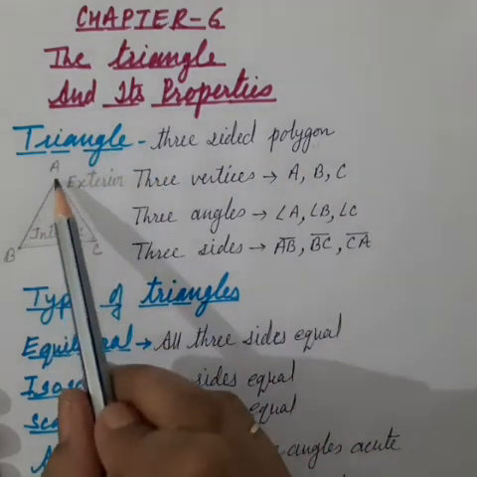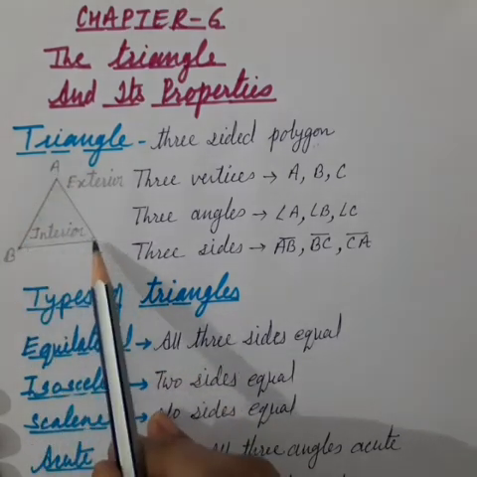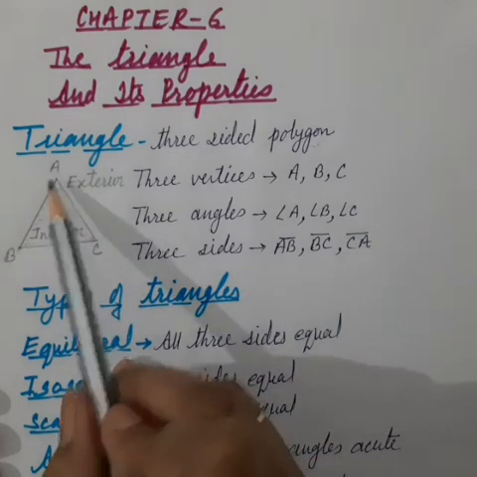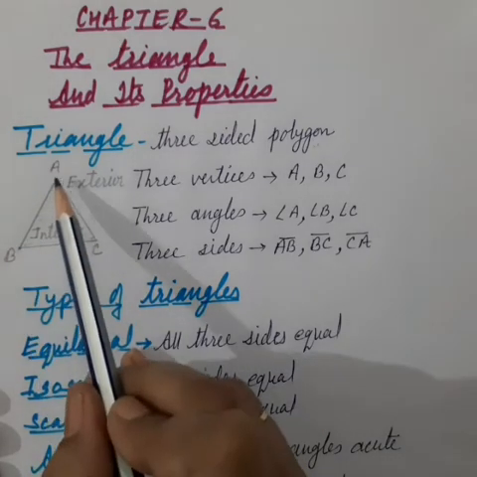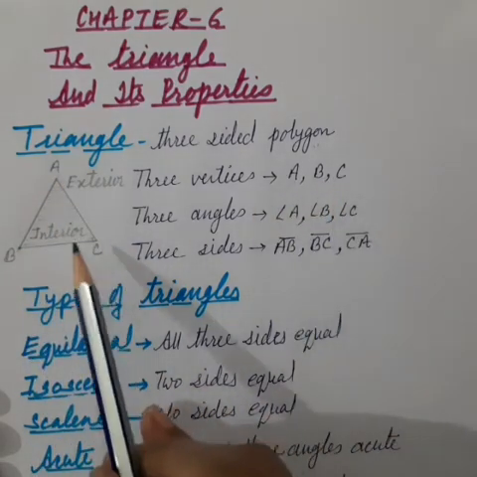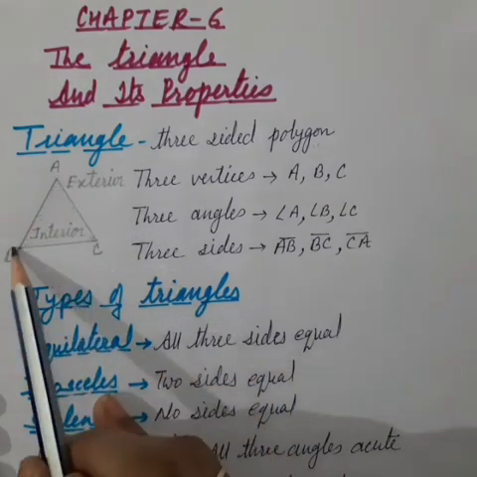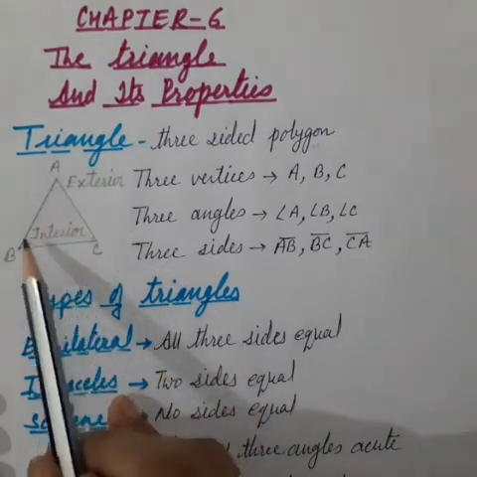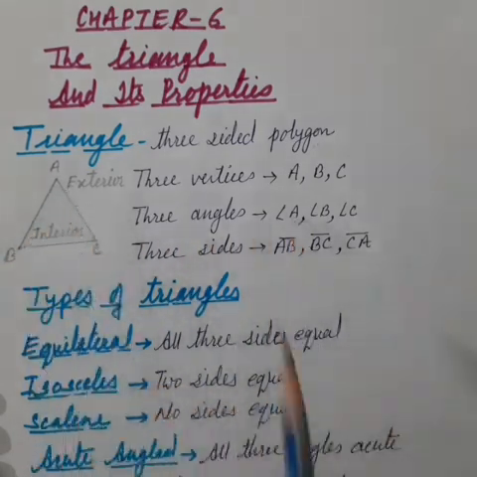And this triangle ABC has three sides: AB line segment, BC line segment and CA line segment. So these are its sides. The point where two line segments meet, that point is called a vertex. Triangle ABC has three vertices: point A, point B and point C. Two line segments meeting at a point form an angle. So this triangle ABC has three angles: angle A, angle B and angle C.